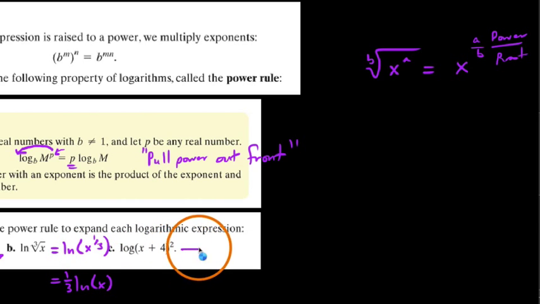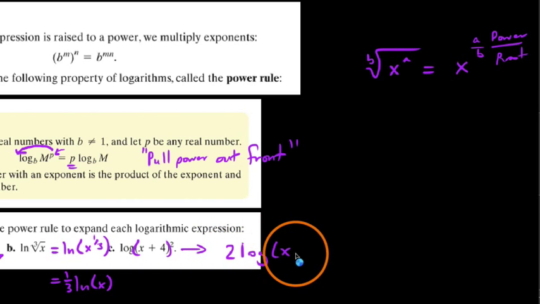And then last but not least here, people get confused, but we say all of this is being raised to the second, so we'll just pull that 2 out front and we get 2 log base 10 of x plus 4, the common log of x plus 4.